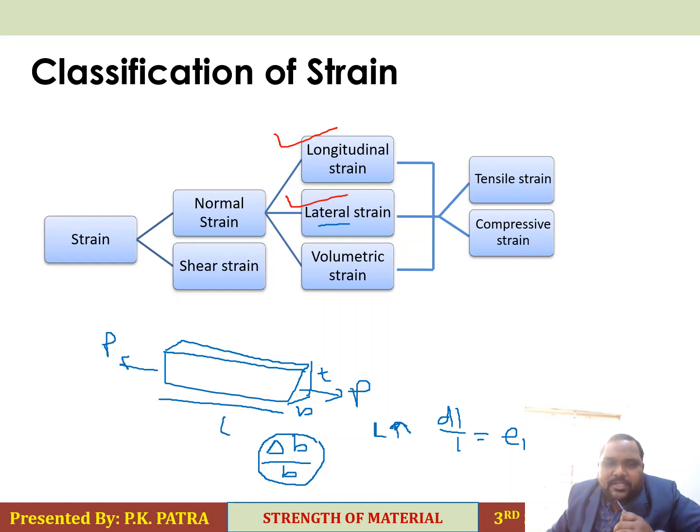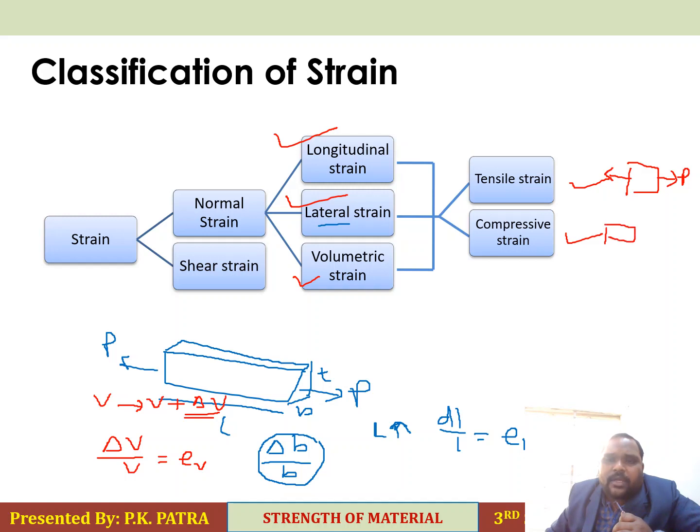And the last one is volumetric strain. It depends on the volume. That means this section having its volume V. Suppose after deformation, the volume changed by V plus delta V. So that means there is some change in volume. So if you measure the change in volume by original volume, it will give you the volumetric strain. So three kinds of strains are there, and this longitudinal and lateral strain may be tensile, may be compressive. It depends on the load. Either you are applying the tensile load or you are applying the compressive load. It depends.